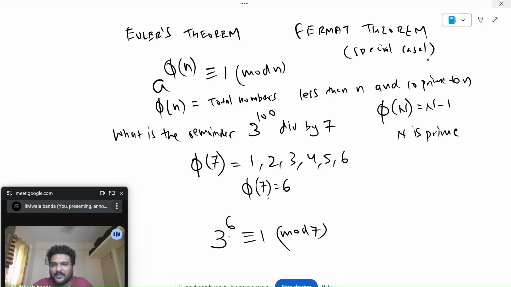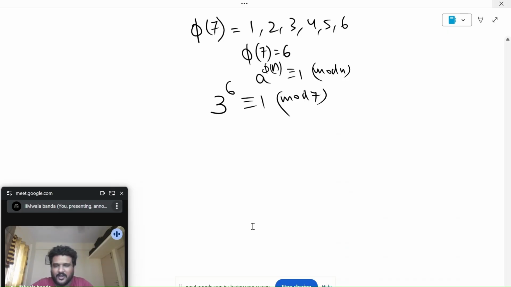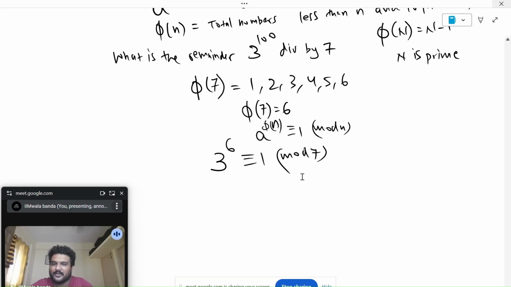Okay. 3 to the power phi of n is always giving remainder 1 when divided by n. Got it? For example, in this case, a to the power phi of n gives remainder 1 when divided by n. So in this case, a is 3, n is 7, and phi of n is 6. All right. Psi, phi, whatever it is called. But now I'll use this information and get to 3 to the power 100. How? Can I write 3 to the power 100 as 6 into 16, which is 96, so 3 to the power 96 into 3 to the power 4.